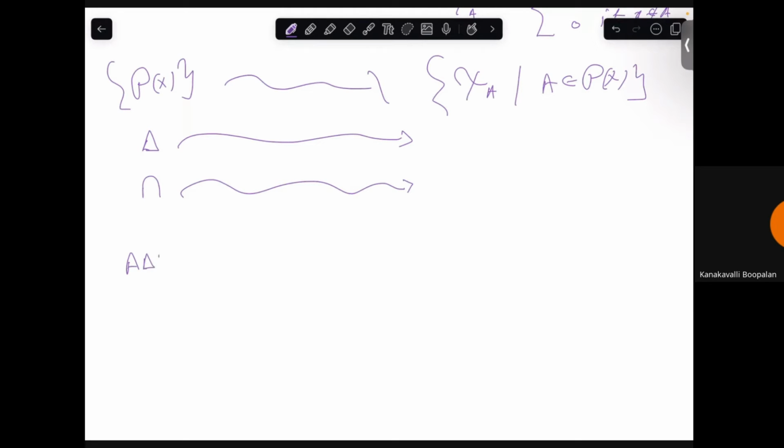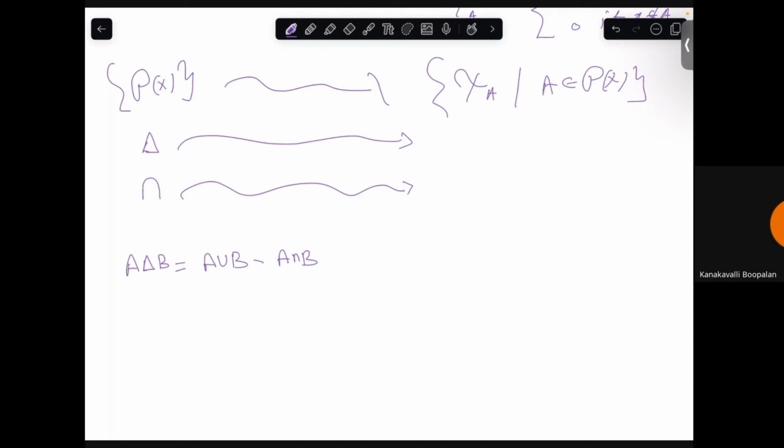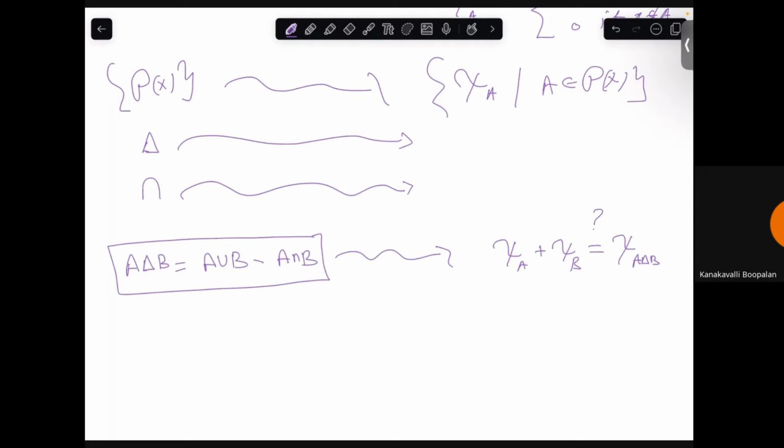A symmetric difference B means A union B, and I'm removing the common, A intersection B, right? I'm removing the common. So what is the corresponding thing? Is it true that, can I do like this? Set theoretically, what I'm doing is unioning that and leaving the common. So the indicator function, is it true? The question. Yeah, true. It is true.